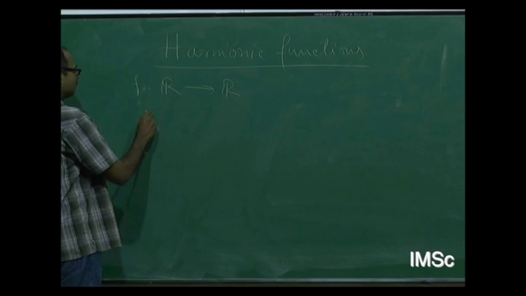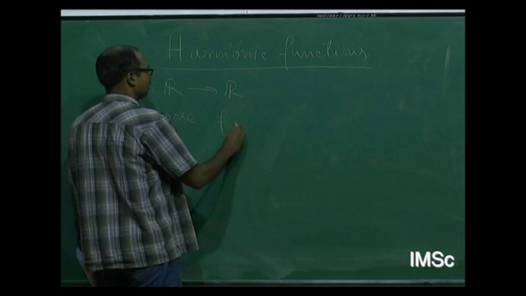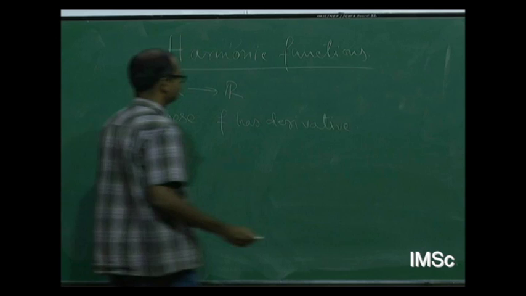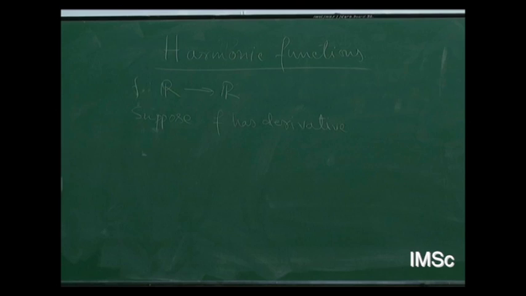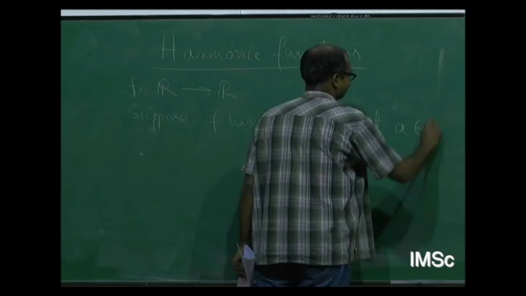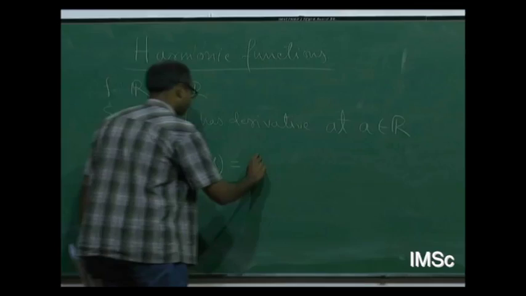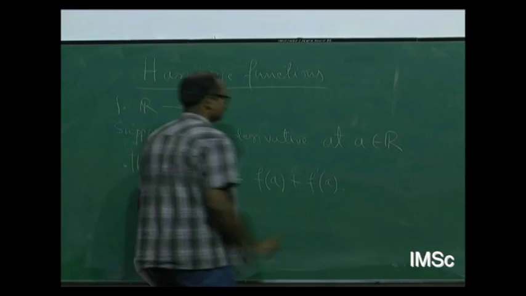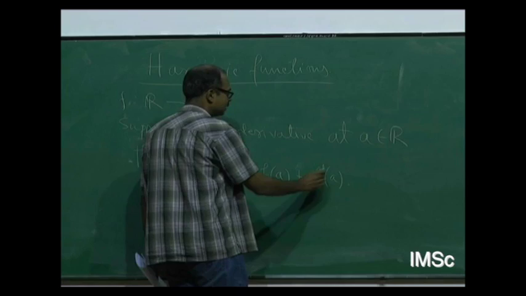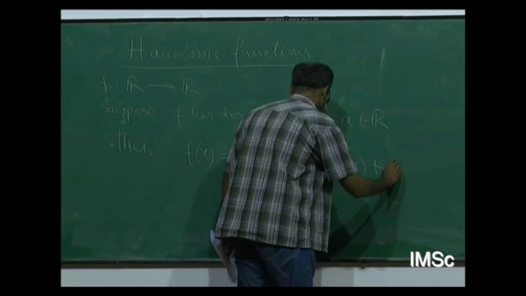So suppose f has derivative. This font is large enough, or should I write even larger? Slightly larger. Okay. So f has derivative at a. Then you can expand f like this. So I am denoting f prime a to be the derivative, and so you can write it like this, plus some term, a remainder term.